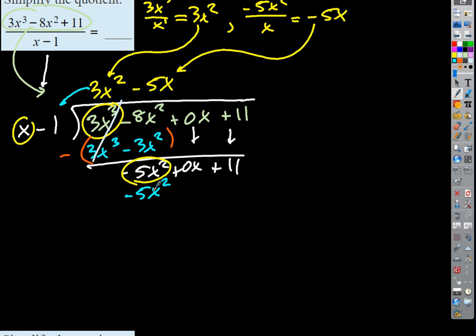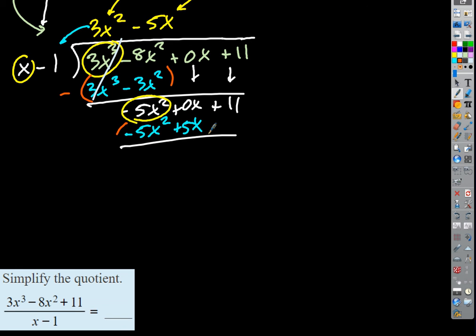And what do you know? Those will always be the same because we subtract, they've got to cancel. Negative 5x times negative 1 is 5x. Okay, and we're going to subtract.